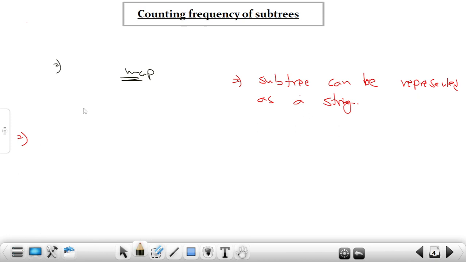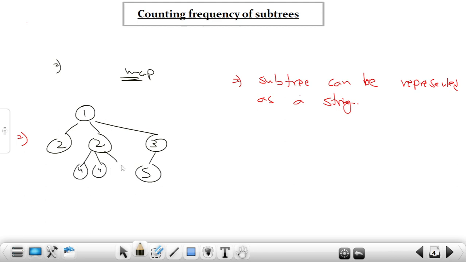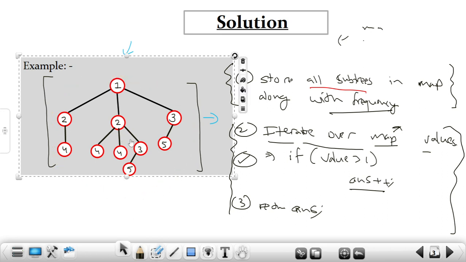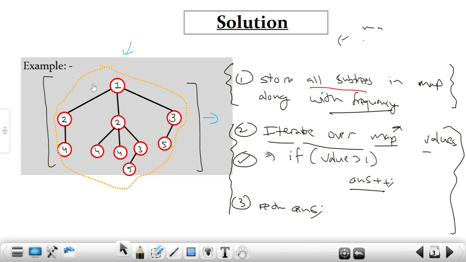Now I'm going to write the same tree. Let's say I have 1, then I have 2, then again 2, then 3. After this I have 5, 4 here, 4 here, 5 here, then 3 here, then 5 here, and then 4 here. This is a tree that is not looking so clear, so I think I need to copy this particular tree. I'm going to select it, copy it, and paste it here.